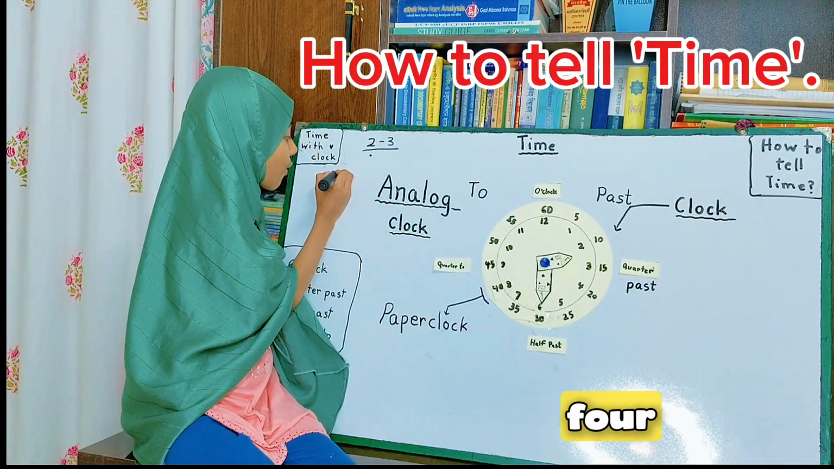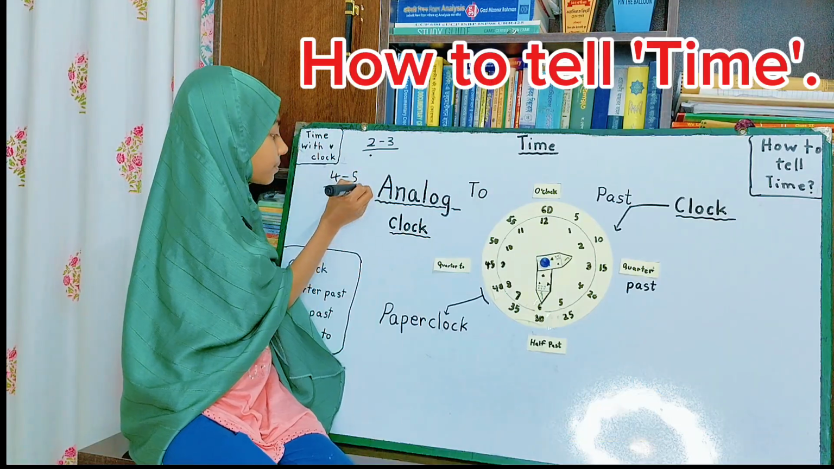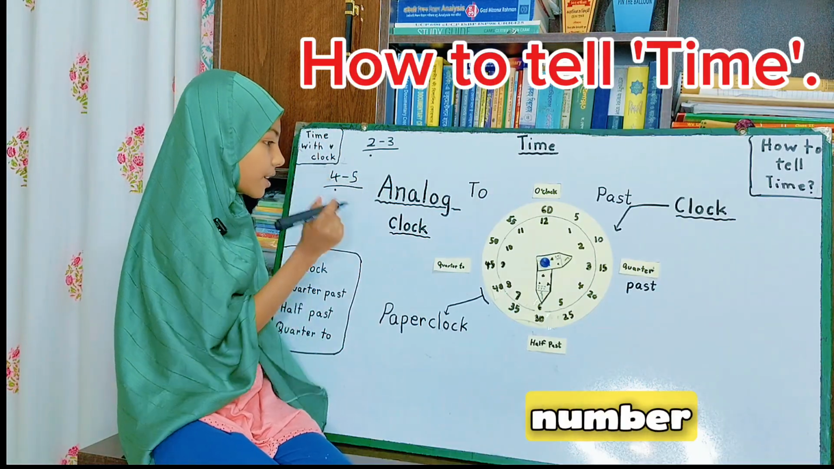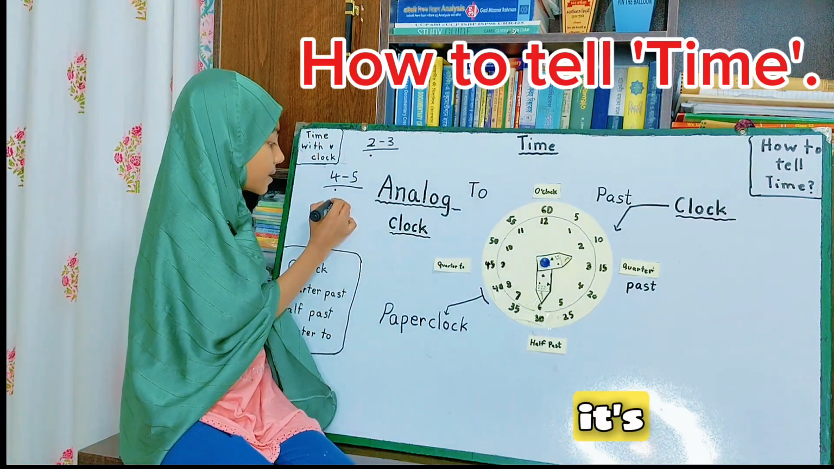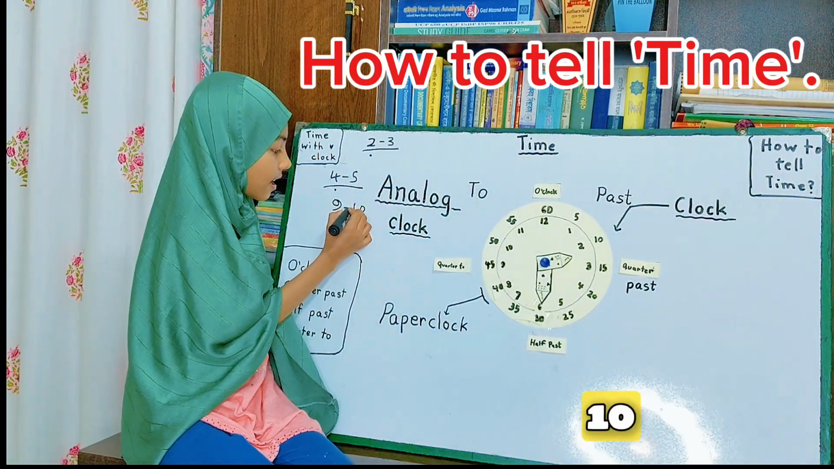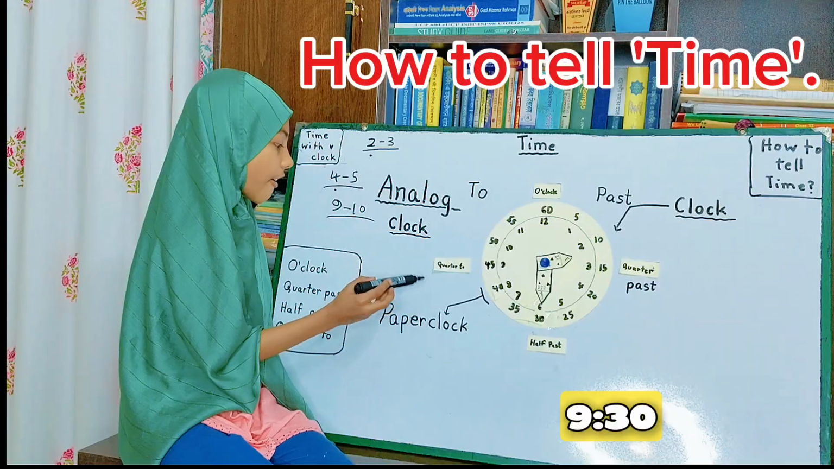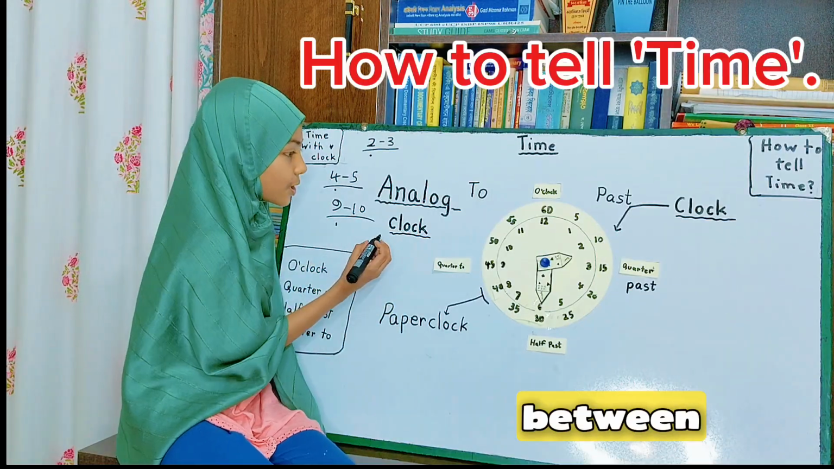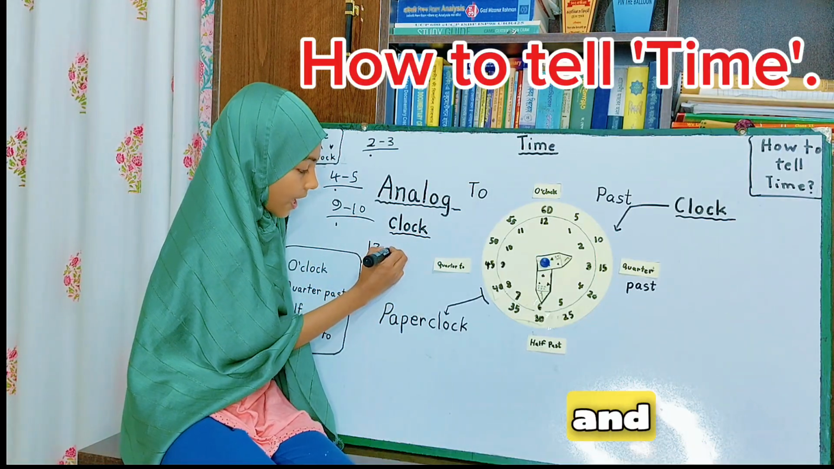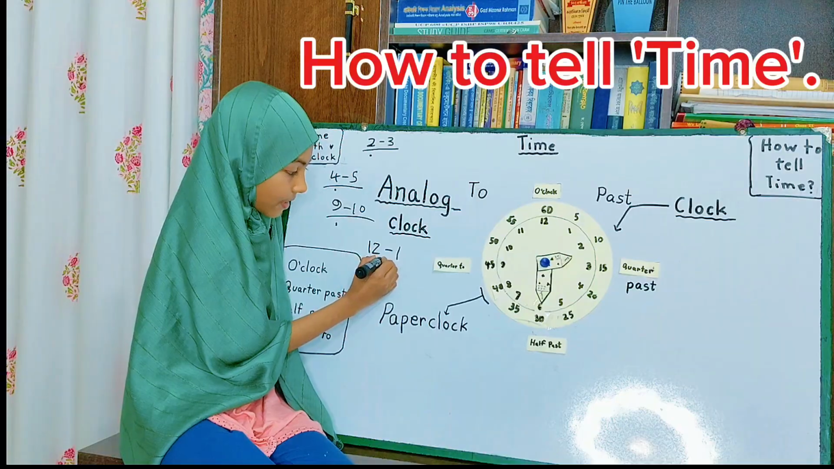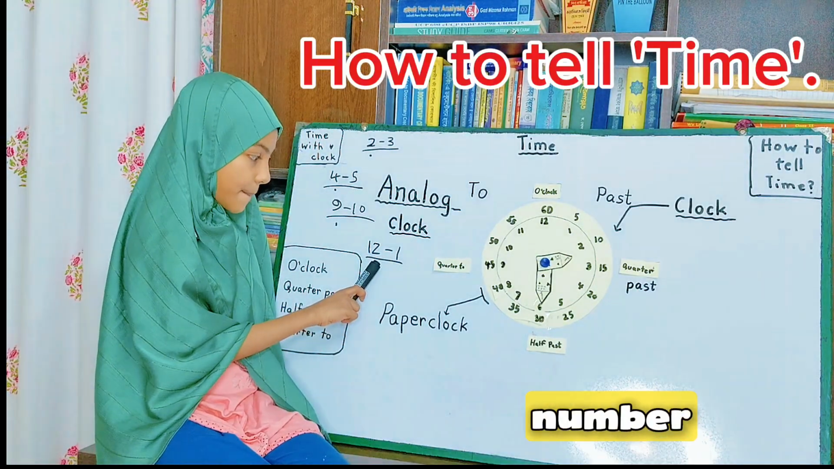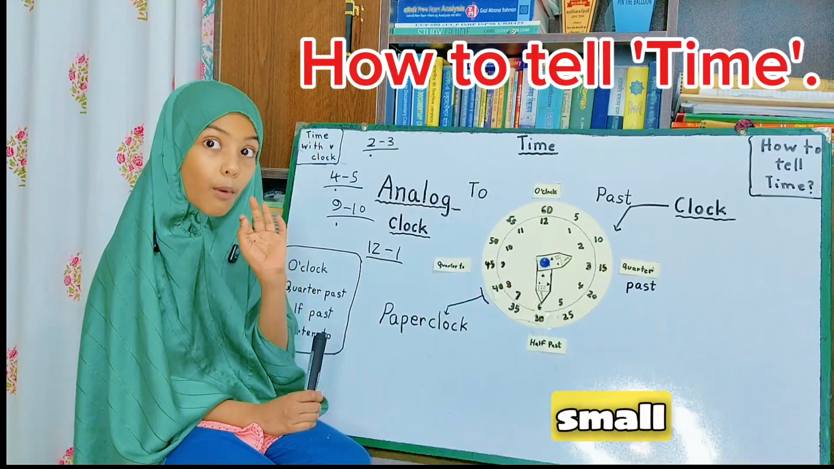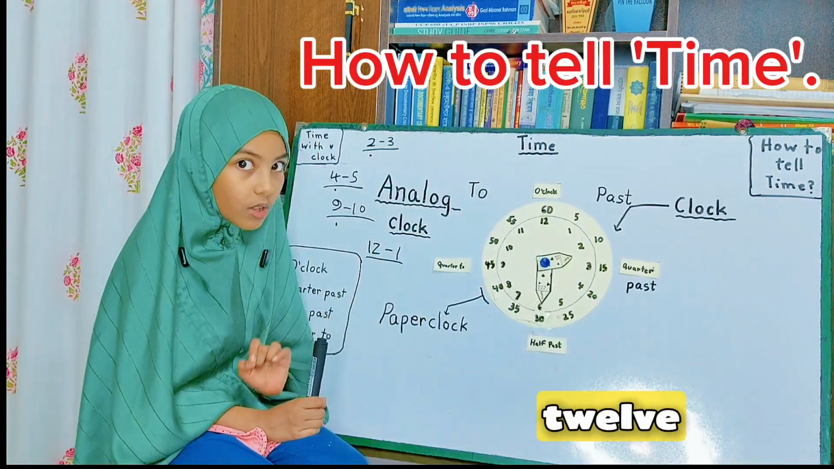If it's between 4 and 5, 4 is the before number. So we call it half past 4. If it's between 9 and 10, we call it half past 9. It's between 12 and 1. But right now, we choose the small number until it's 12.